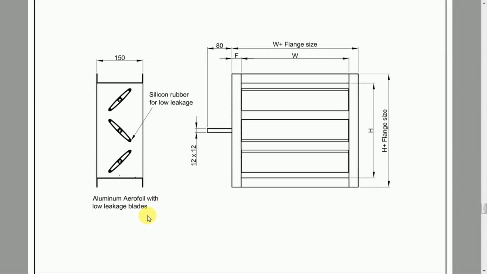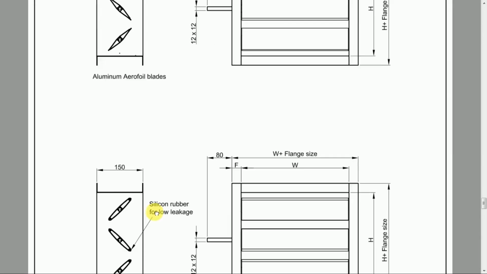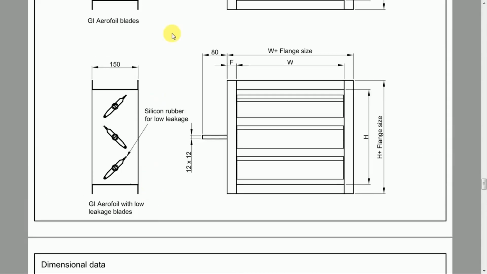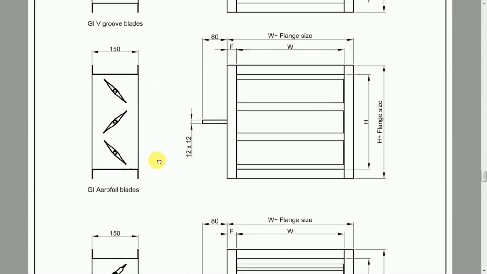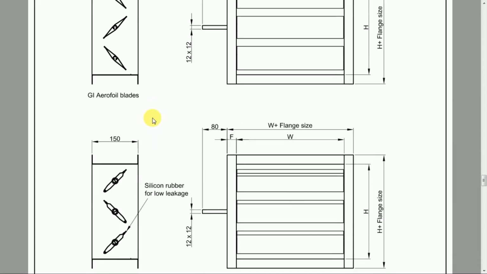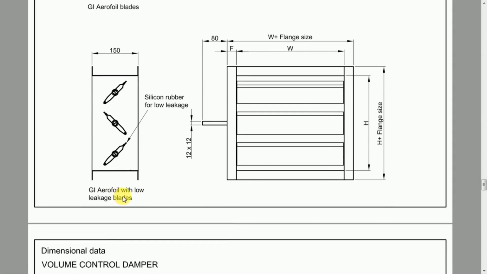So basically we discussed the 5 types. Generally only 3 types are there. The first one was V-shaped blades. The second one was aerofoil blades. Here GI V groove blades, then GI aerofoil blades, and the third one is GI aerofoil with the low leakage blades. That is, silicon rubber will be coated in the end of the blade.